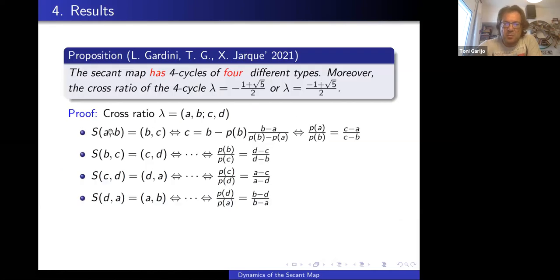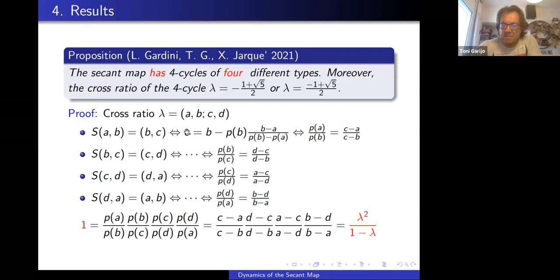Here is a proof, basically computing that the image of AB under the secant map is this point C. This is the expression of the secant, and manipulating this, you obtain this expression, and taking the product of all of these, we obtain 1, and this product can be related with the cross ratio, obtaining basically the cross ratio of the 4 points.